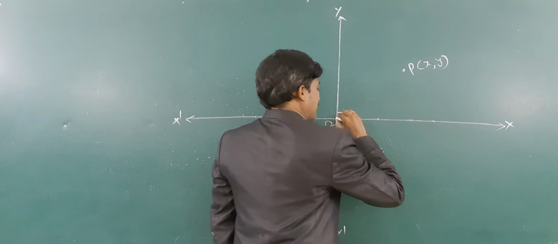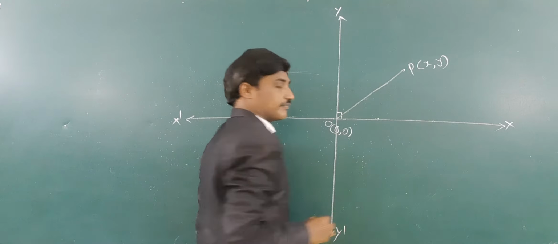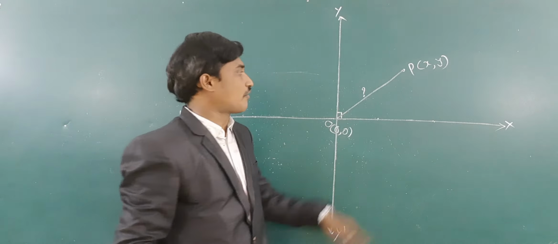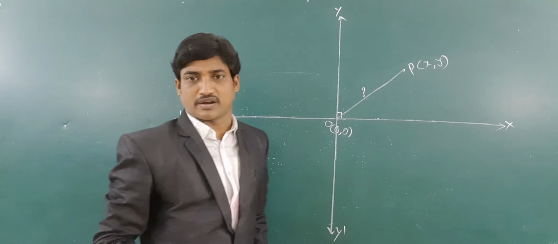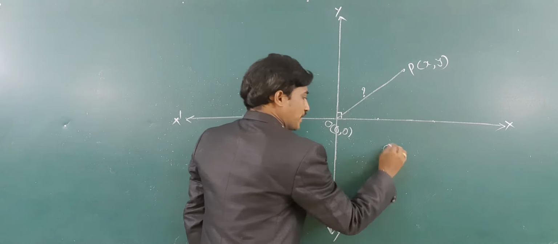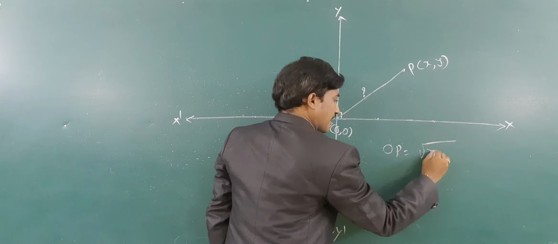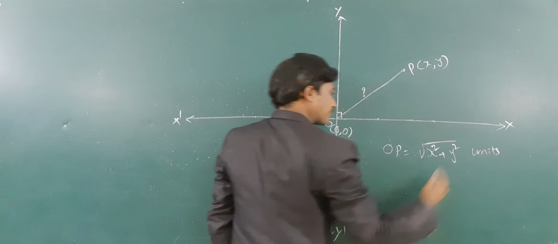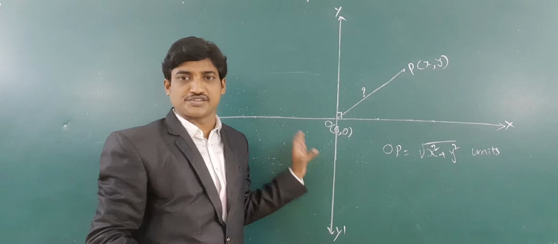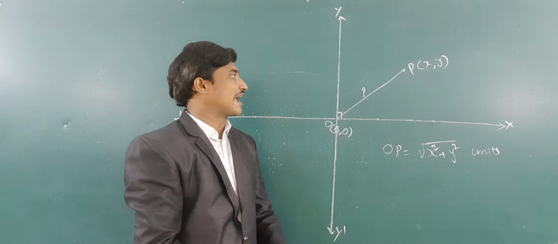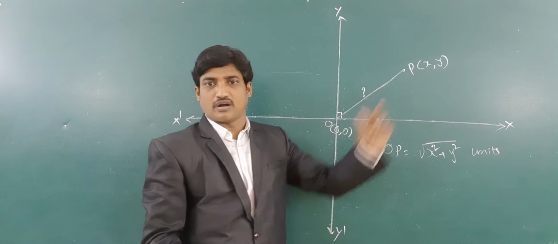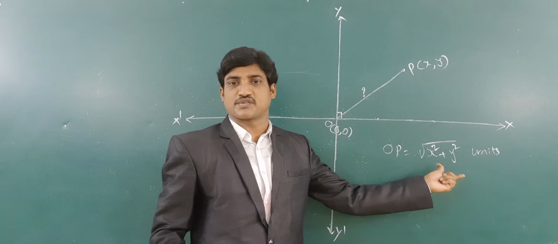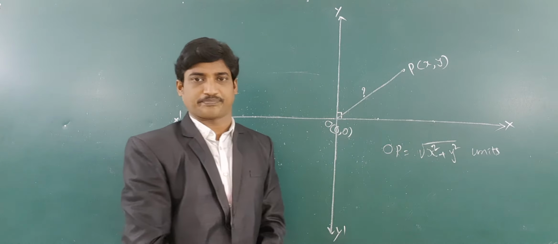Then the distance between O and P is root of x square plus y square units. The distance between the origin and any point on the coordinate plane is root of x square plus y square units.